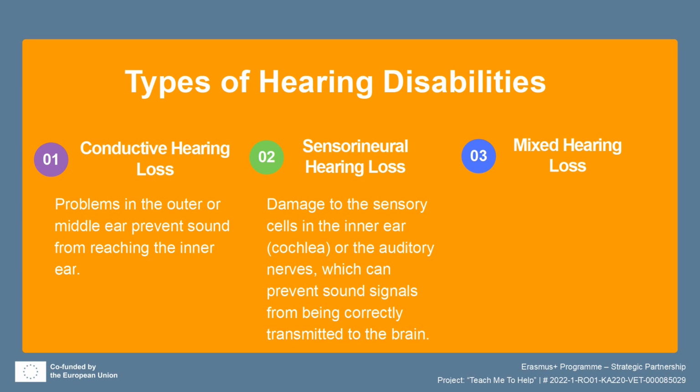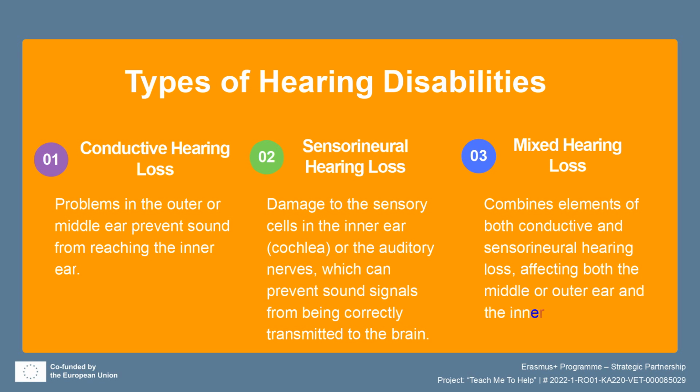Mixed hearing loss. Combines elements of both conductive and sensorineural hearing loss, affecting both the middle or outer ear and the inner ear or auditory nerve.